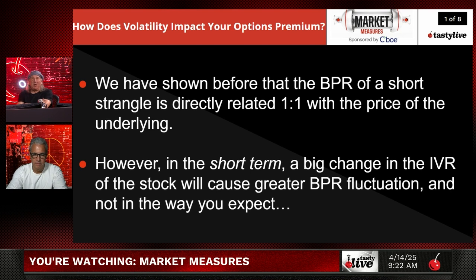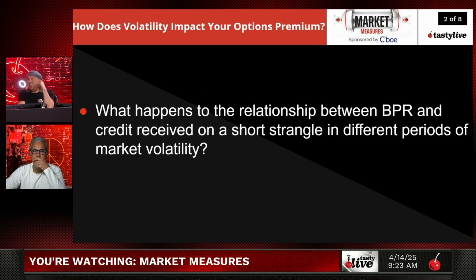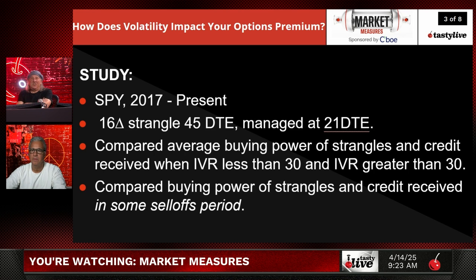However, in the short term, a big change in IVR of the stock will cause greater BPR fluctuation, but not in the way you expect. So what happens to that relationship between the BPR and the credit received? So we did a study just checking on this, and we compared the average buying power of strangles and credit received when the IVR was less than 30 and when the IVR was greater than 30. And then we compared the buying power of strangles and credit received in market sell-offs.